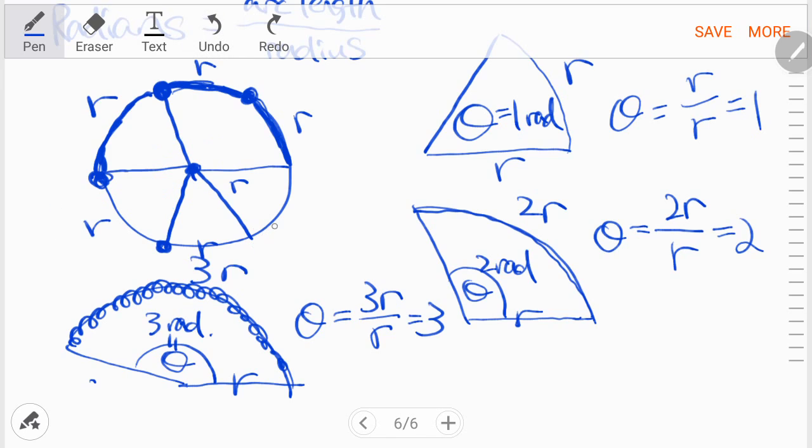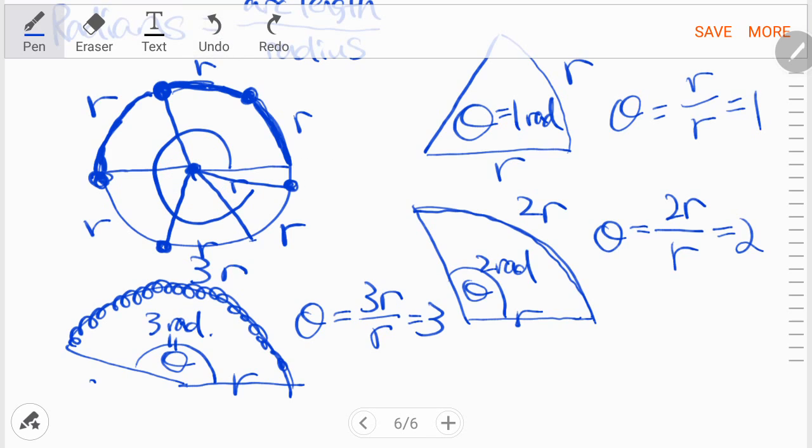And I'm going to go another r. So that would be the angle all the way there. This whole angle here is going to be 6r over r, which means 6 radians. Now I have this extra bit left.